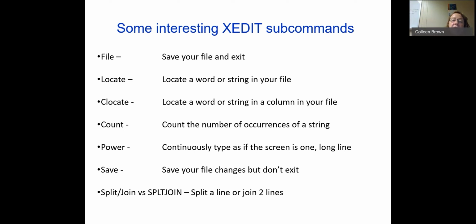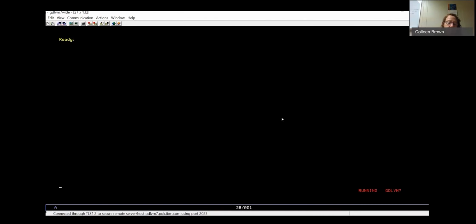You can locate a word or string in your file. You can locate a word or string in a column in your file. You can count the number of occurrences of a string in your file. You can use power typing, which some people might be more familiar with from the editors that are available today. It might be a more comfortable environment than the typical line editing.